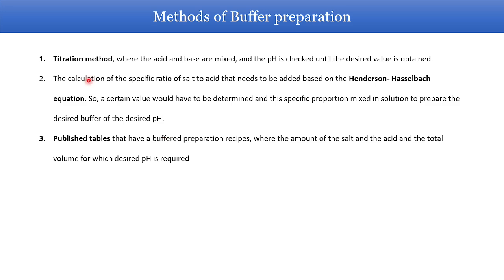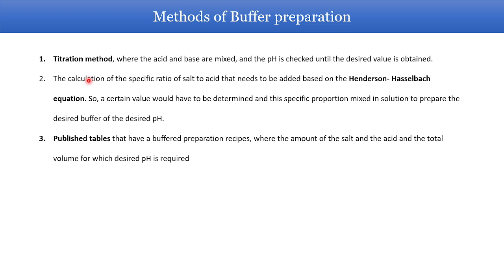The next one is that we do it using the titration method, another very commonly used method where we have a highly acidic or a highly basic solution, and then we add drop by drop amount of acid or base to it to bring it to a buffering range or a desired pH that we want.